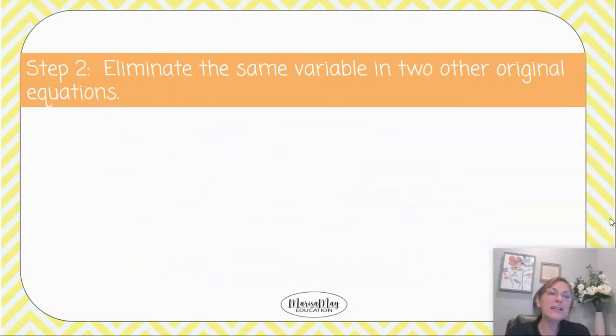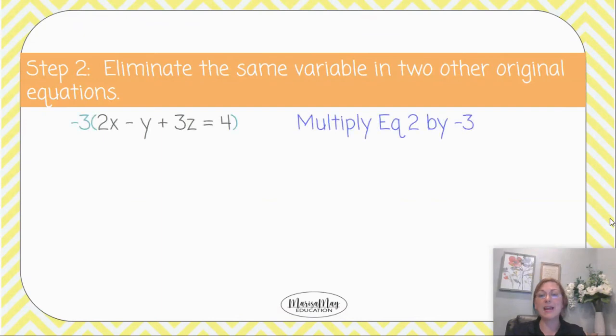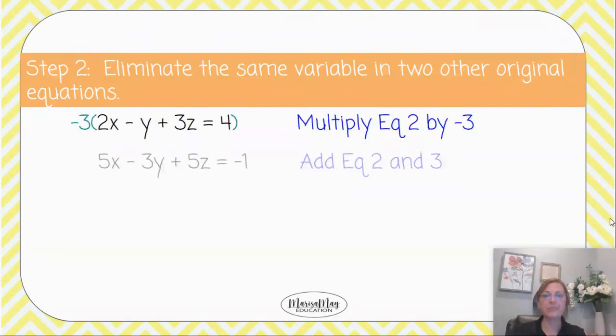All right, now we're going to eliminate the same variable. Remember, we eliminated the y variable, but we've got to do it not in equations 1 and 2, we've already done those, but in 2 of the other equations. So I'm going to take equation 2, multiply by -3, and then add it to equation 3. I used 1 and 2 and eliminated y. Now I'm going to take 2 and 3 and eliminate y.